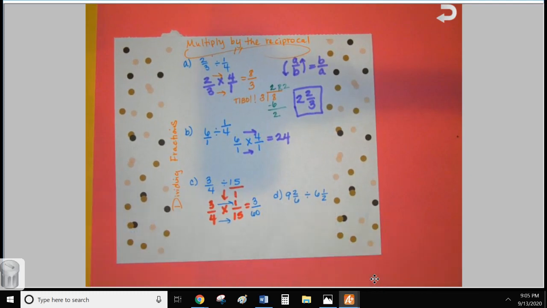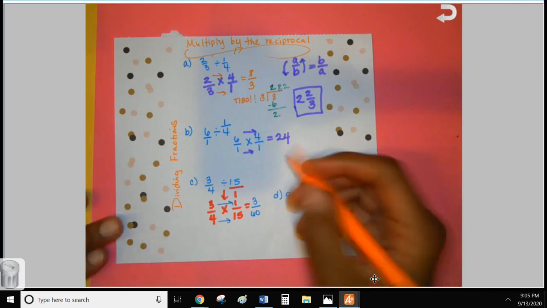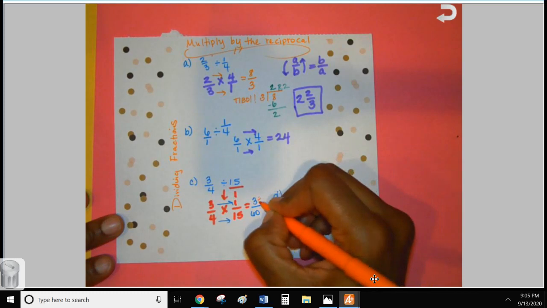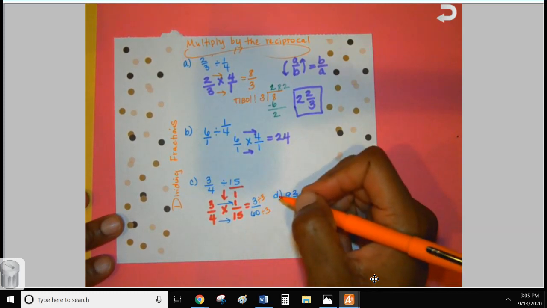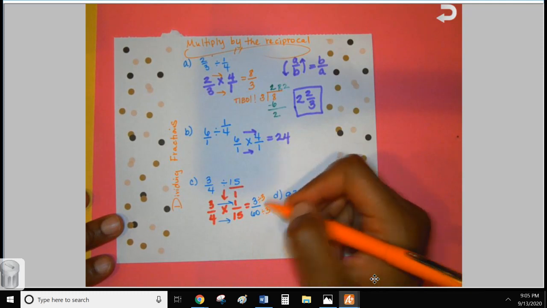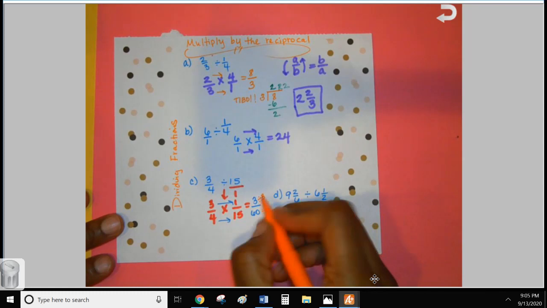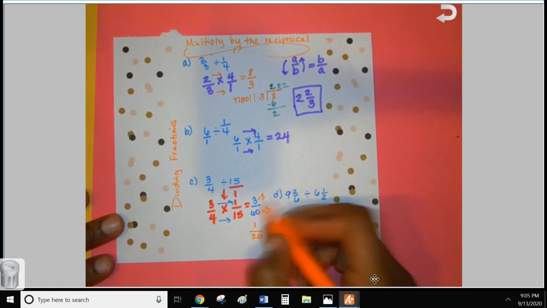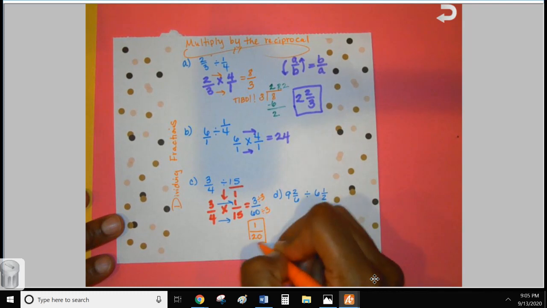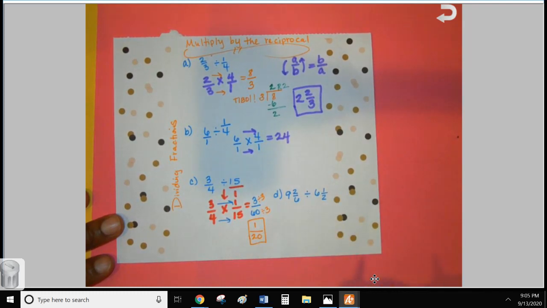So we have 3 out of 60. When I look at 3 out of 60, I think this can be simplified. The GCF would be 3. I can eyeball it. I know that 3, 6, 9. 6 is a multiple of 3, so 60 would also be able to be divided by 3. 3 goes into 3 one time. 3 will go into 60 20 times. So our final answer would be 1/20th.